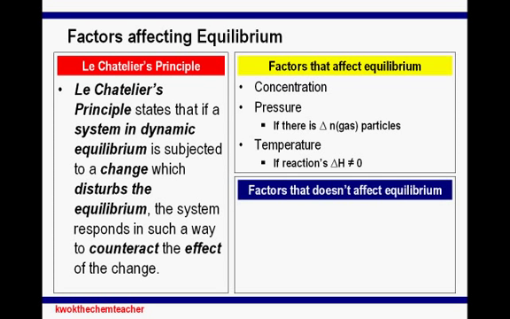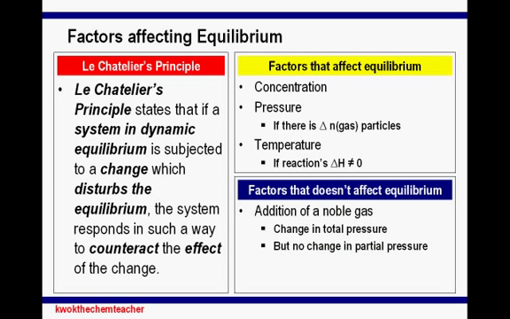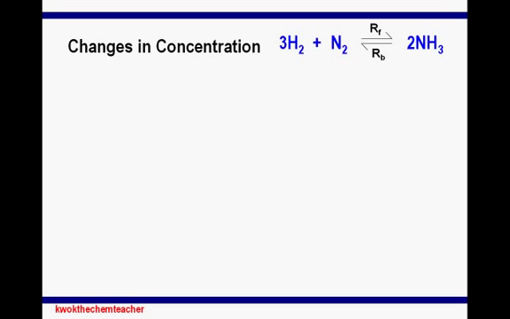Factors that do not affect equilibrium are as follows. Firstly, addition of a noble gas. Although there is a change in total pressure, there is no change in the partial pressure of the constituent gas in the equilibrium. Catalyst. What happens here is the catalyst will not affect the equilibrium position, but it will cause the equilibrium to be obtained earlier. So first and foremost, let's talk about changes in concentration.